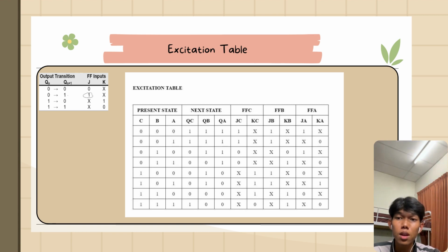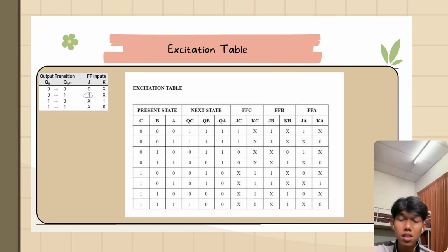Now we must do the excitation table. What is an excitation table? An excitation table is where we find the FFC, FFB and FFA. So here, for example, our present state is 0 0 0. Then the next state is 1 1 1. So for FFC, we get 1 1 1 because the input is all 0.